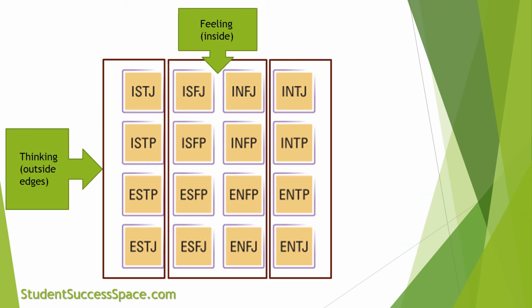Next, we're going to look at feeling and thinking. The outer columns of the table contain those with a preference for thinking. The inner columns contain those with a preference for feeling. This arrangement is designed to reflect the greater need for affiliation among those with a preference for feeling by placing them next to each other at the heart of the table.